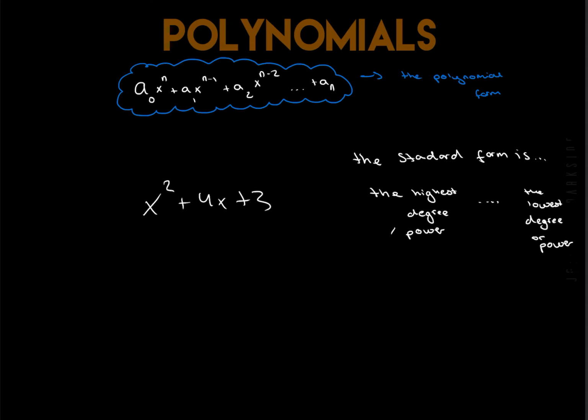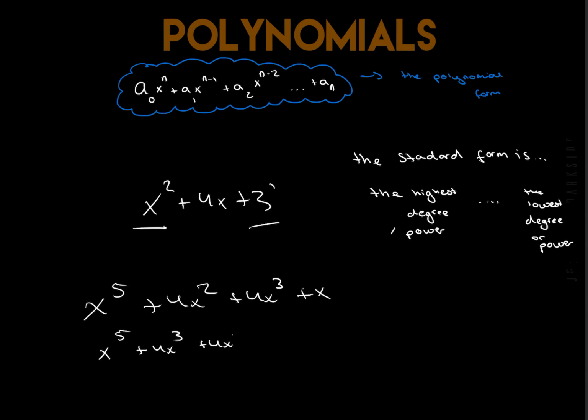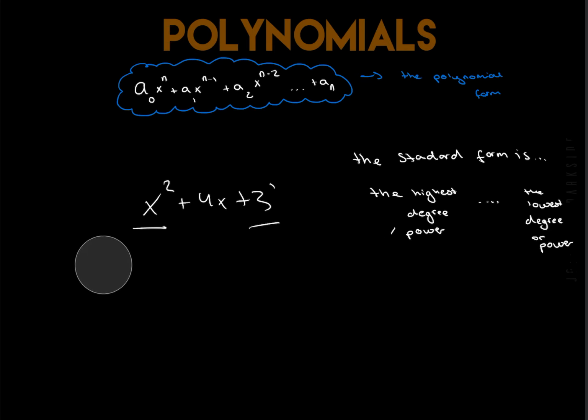As mathematicians, we love to be organized. We love to be simple. So to be simple, we use the highest degree to the lowest degree. So for example, x to the power 5 plus 4x squared plus 4x cubed plus x. How would we write that? We would write it as x to the power 5 plus 4x cubed plus 4x squared plus x. And that is our basic form of a polynomial, the standard form, the simplified form.